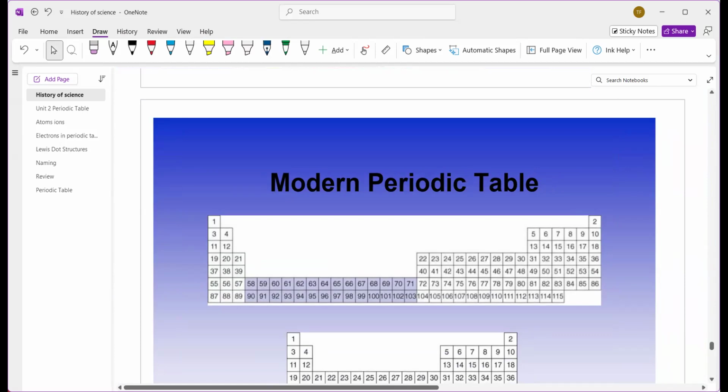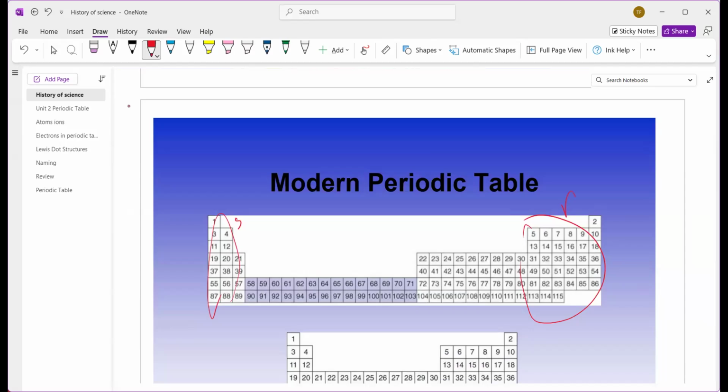Notice it's really, really wide. So these are the S's. These are the P's. These are the D's. And these are the F's.